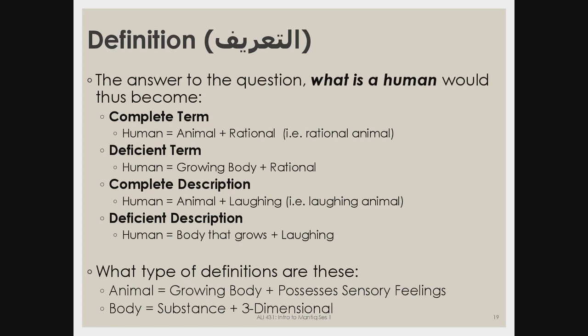Okay. So now this is what it looks like. A complete term, a hadd tam for a human would become animal plus rational. Okay, rational animal. A deficient definition would be growing body plus rational. A description would become human equals animal plus laughing. And a deficient description would be body that grows plus laughing.